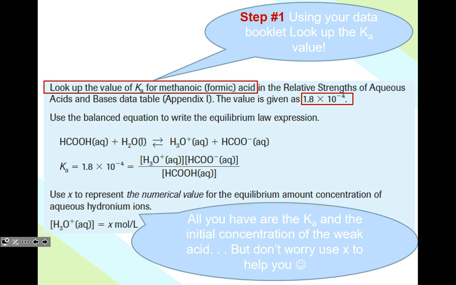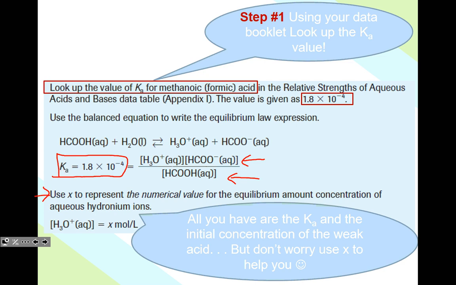So step number 1, using your data booklet, look up the Ka value, right? So we're going to look up the Ka value for methanoic acid, also known as formic acid, and we find this value to be 1.8 times 10 to the negative 4. So that's your Ka value, so that you can put it in your formula right away. And also you can write out your expression, your ionized form of the acid over the acid itself. And then you're going to use x to represent the numerical value for the equilibrium concentration of the aqueous hydronium ions. So we don't know anything other than the Ka and the initial concentration, right?